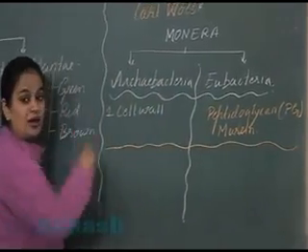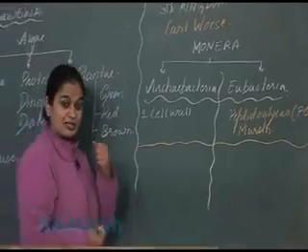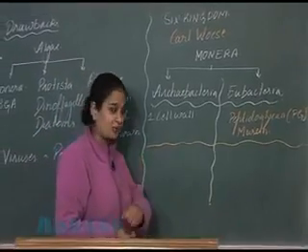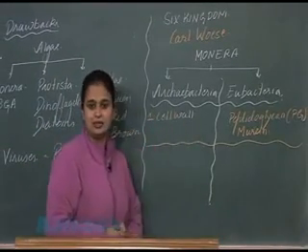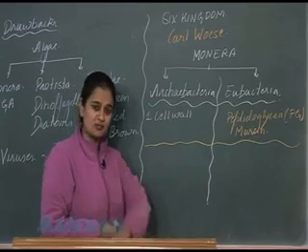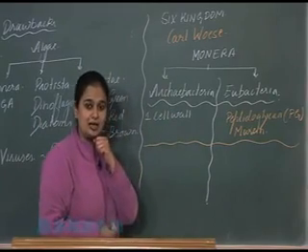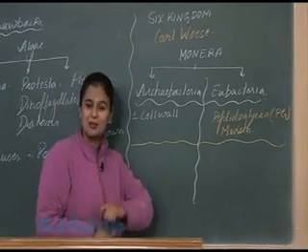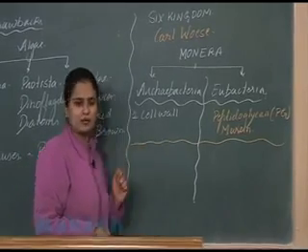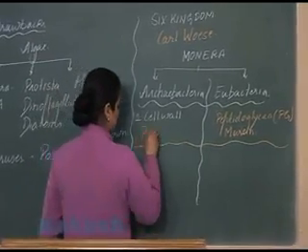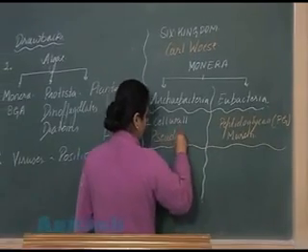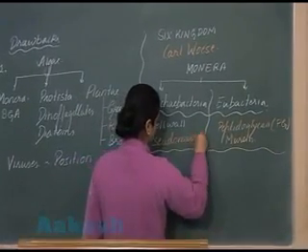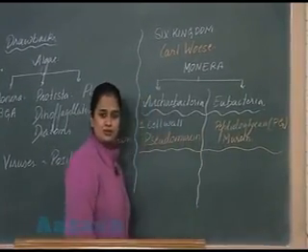But in the case of archaebacteria, the cell wall structure is different from eubacteria. The cell wall consists of components, but these components are slightly different from murein. That's why you say that in archaebacteria, the cell wall is made up of pseudomurein.